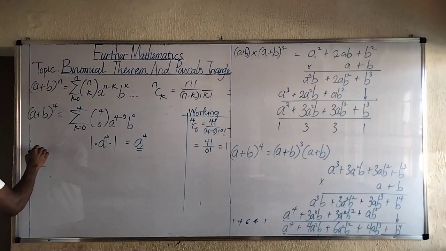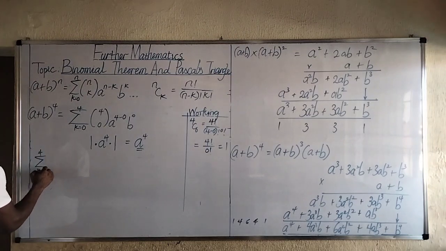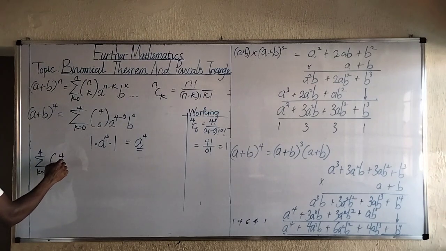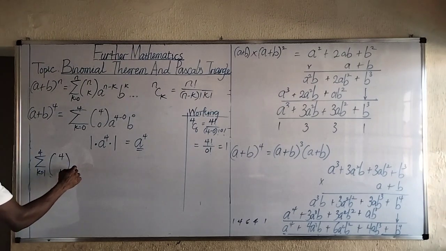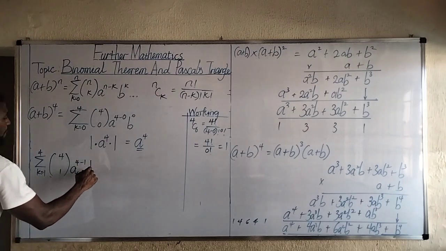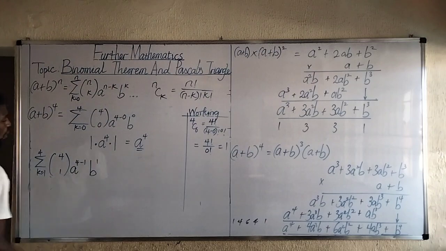Let's take the second part, the summation. n is still 4, and k is no longer 0 but 1. Then I'm going to have 4 combination 1 multiplying a raised to power 4 minus 1, multiplying b raised to power 1.